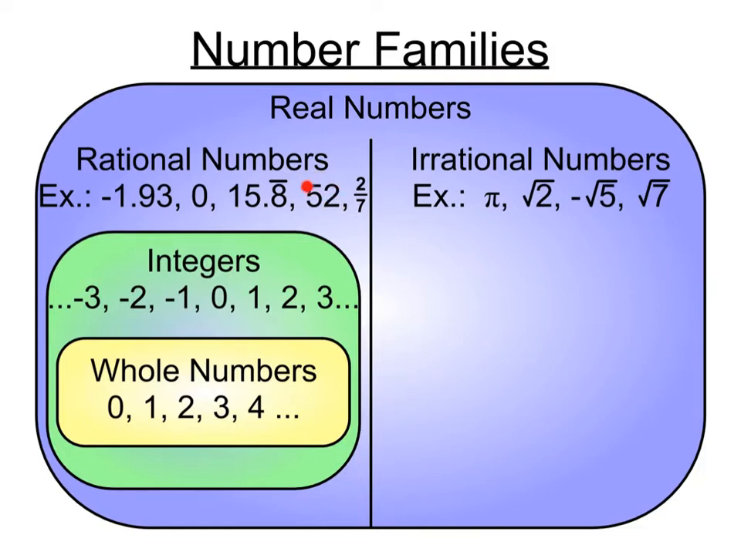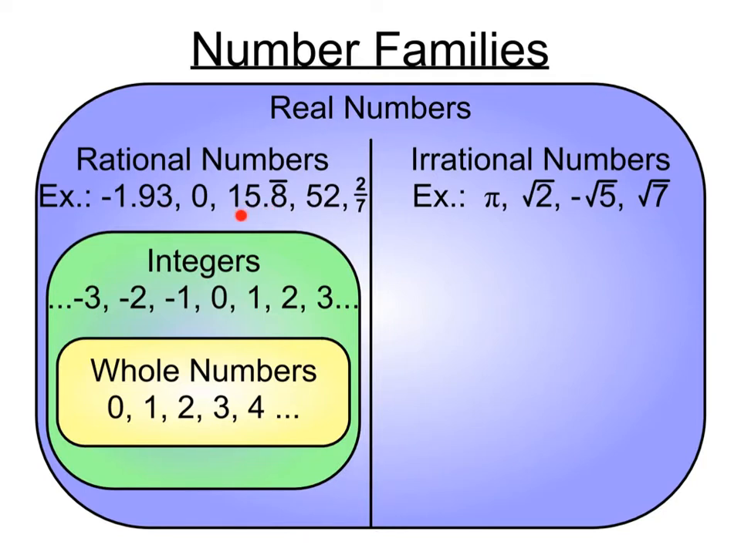So for instance, like 52 here. 52 is a rational number. Yes, it's also an integer and it's whole, but it is then an example of rational because anything that is an integer is also rational. Remember, rational numbers can be written as decimals or fractions. You notice here's a decimal, -1.93. Okay, it's a decimal, so that's rational.